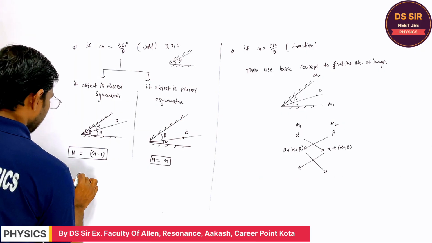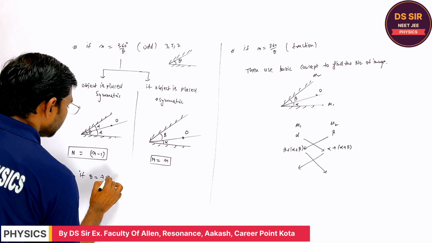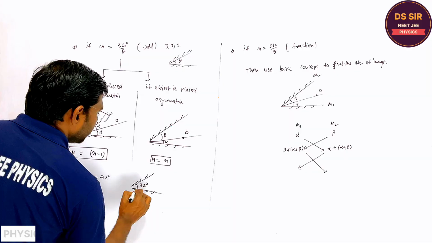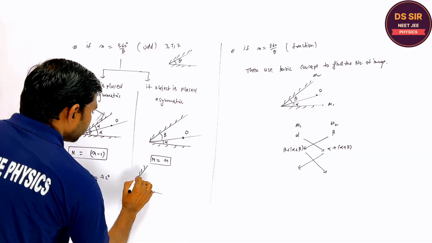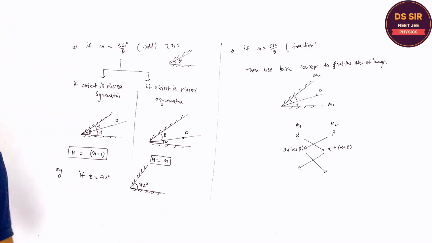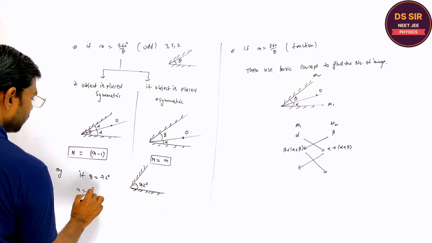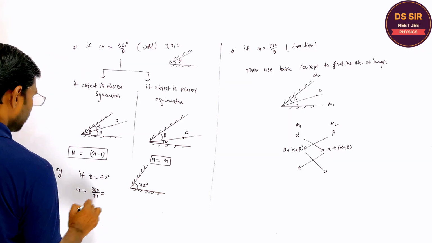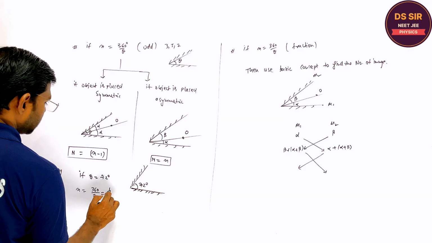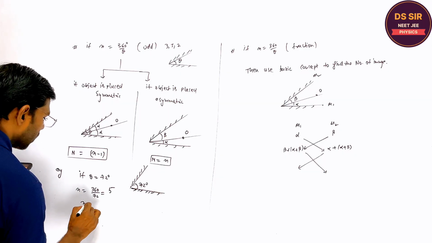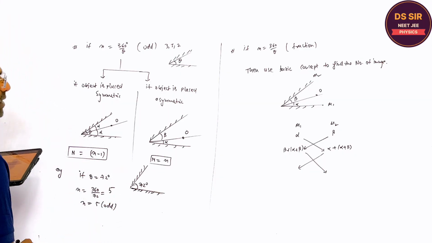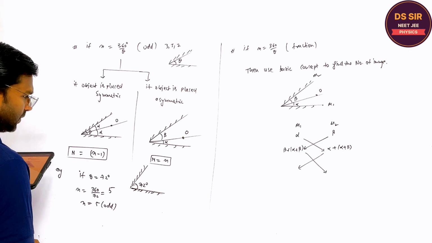In this case, theta is equal to 72 degrees. These are the two mirrors. The angle between them is 72 degrees. So how to find the images? First find 360 upon theta, 360 upon 72. How much is it? It is 5. So n is odd. But now you have to tell whether the object is placed symmetric or asymmetric.